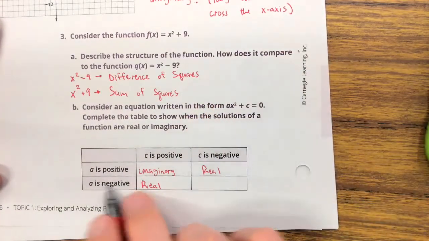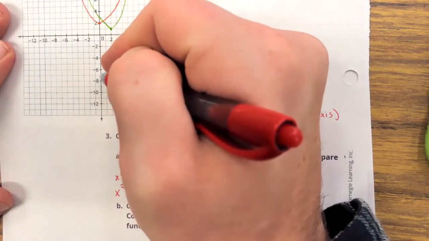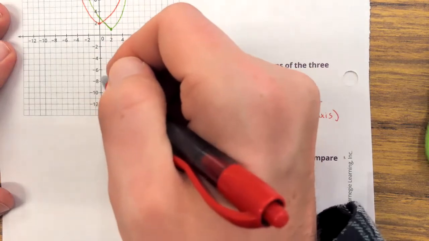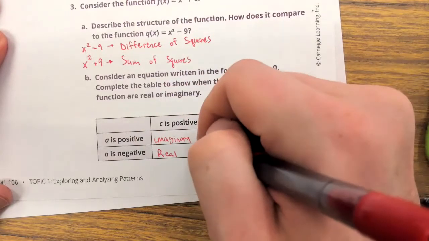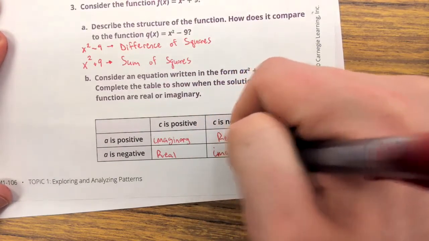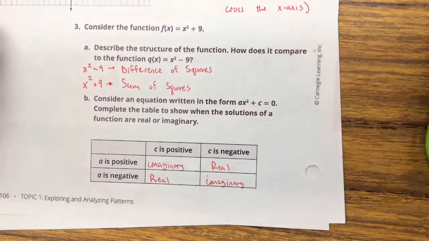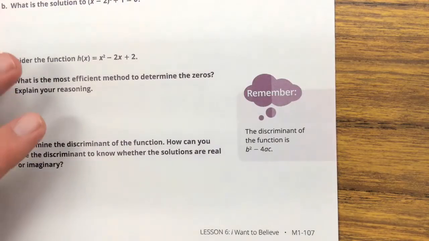And so the last one, if A is negative and C is negative, what that's telling you is, if you have to go down to get to your y-intercept, and the A value is negative, which means your parabola is concave down, again, you are not going to cross the x-axis, which means you will have imaginary solutions. Awesome, that's going to do it for this page. Let's move on.